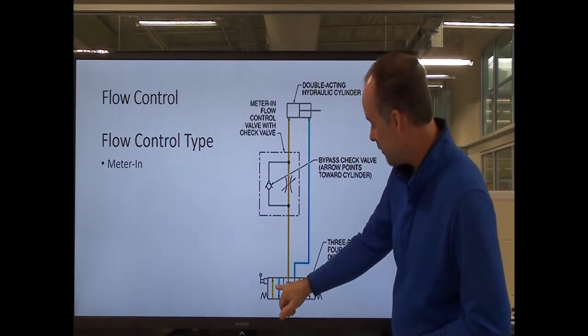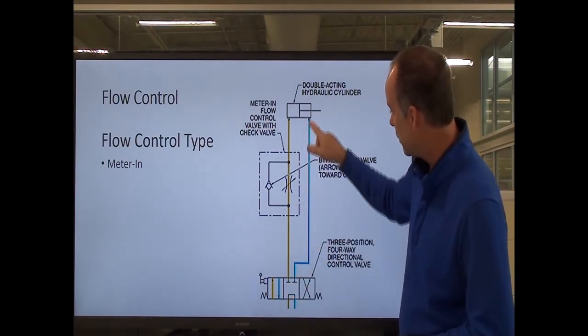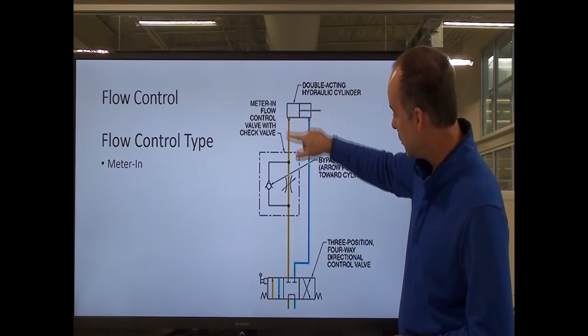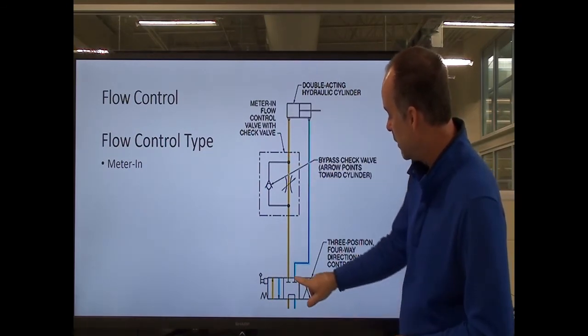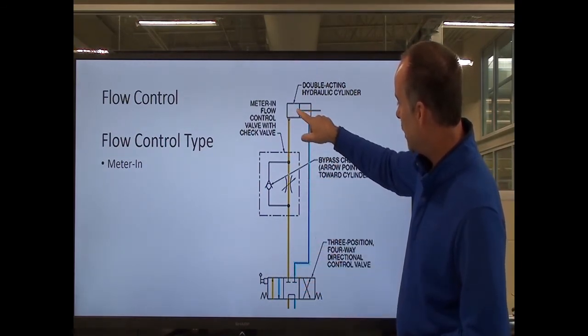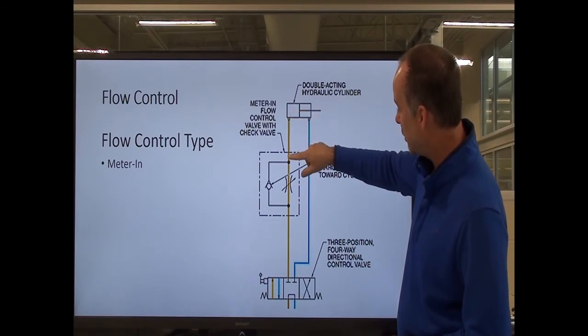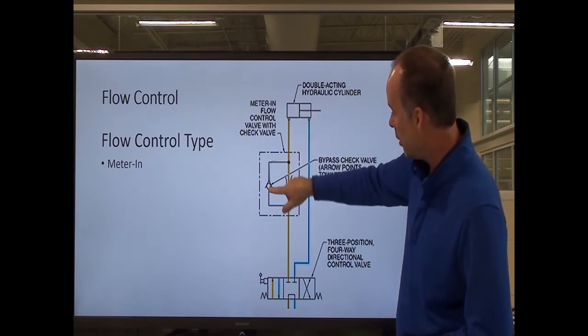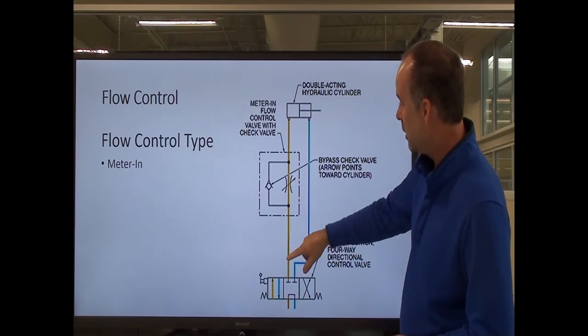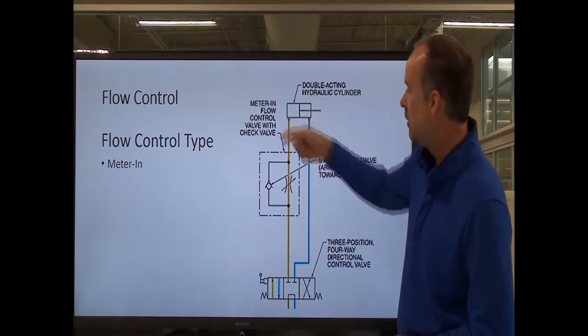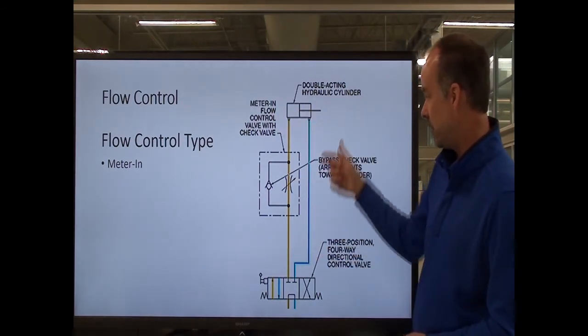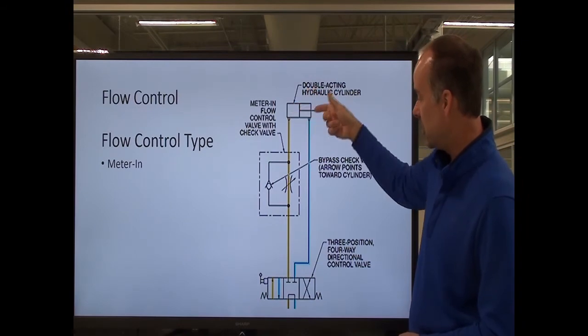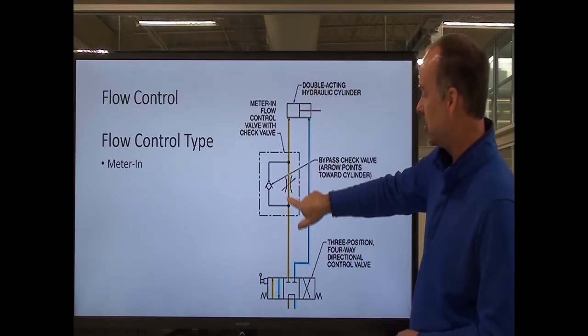So if I shift my valve the other way and put pressure on the rod end and allow the cap end to go back to tank, the fluid's coming in here, so the fluid will start leaving here. The fluid will go through here, but it'll also unseat the check valve and give me full flow, so it'll retract faster, at full speed, versus the controlled extend speed where I'm metering the fluid coming in.